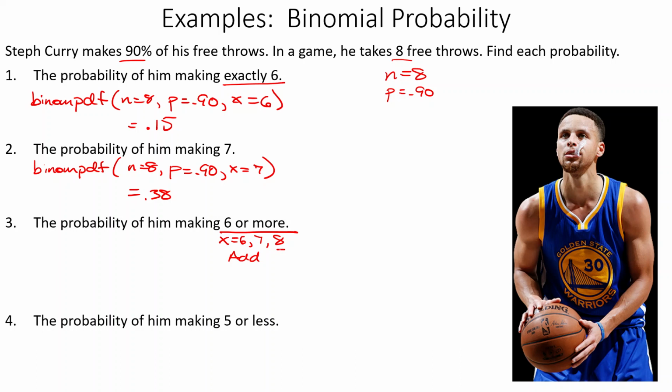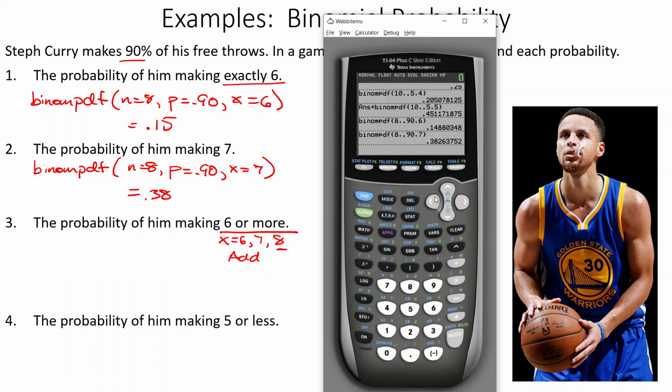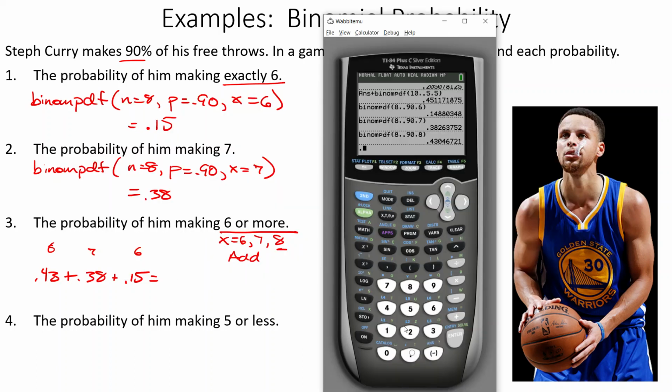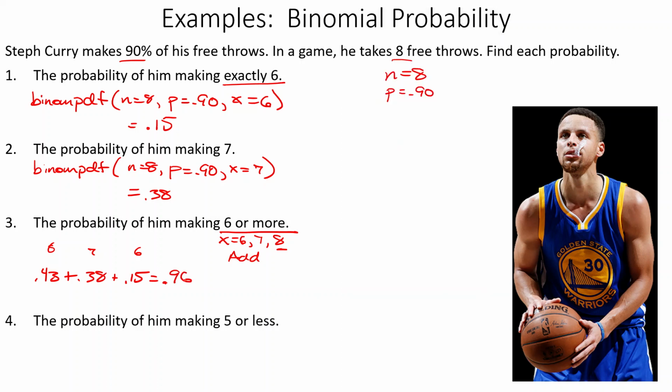For this one, we need to find the 8, and then we're going to add it to the other one. So to find the 8, second, enter. I'm just going to change that to an 8. 0.43. So we're going to have 0.43 plus 0.38 plus 0.15. So we're adding up the 8, the 7, and the 6. All right, if we add those up, 0.43 plus 0.38 plus 0.15, 0.96. So 96% of the time, he should make 6, 7, or 8 free throws out of 8 free throws.